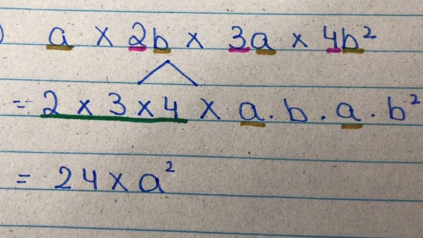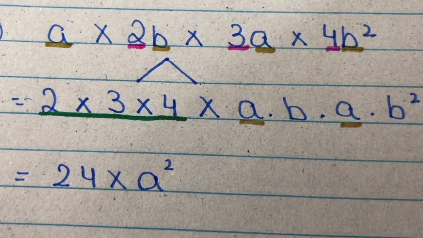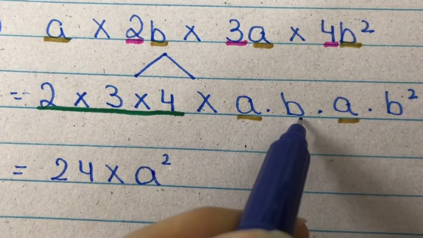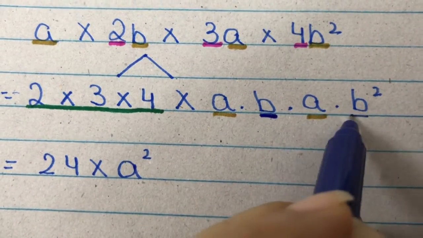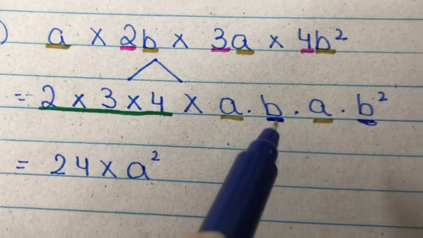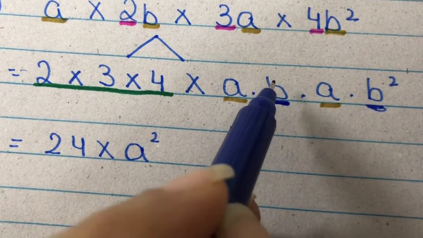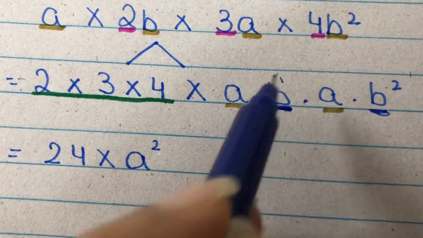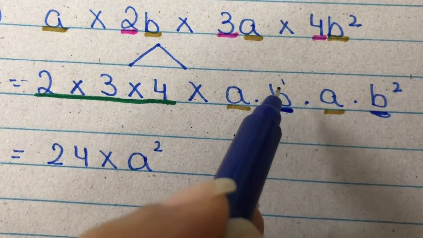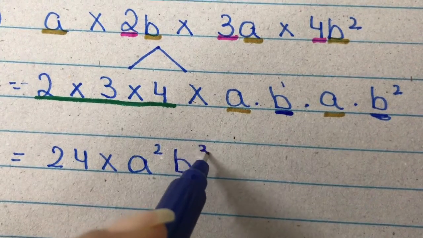Now I can use another color like pink. Oh, I don't have any other. Why don't I use just this one? This B and B squared, right? B and B squared. So how many B's are there? B squared plus 1 more B, right? B with no power means it's a 1, right? So b squared plus 1 more is going to become b cubed.